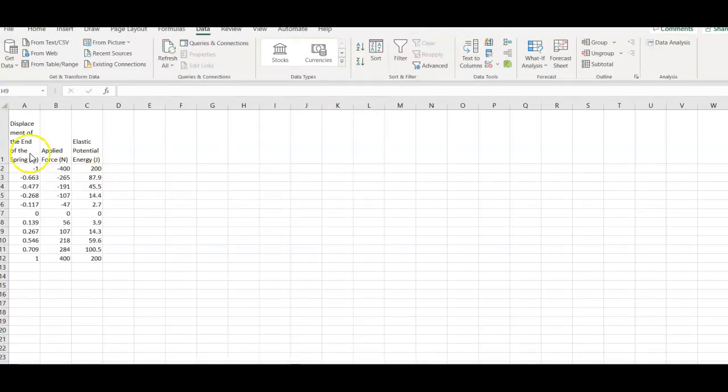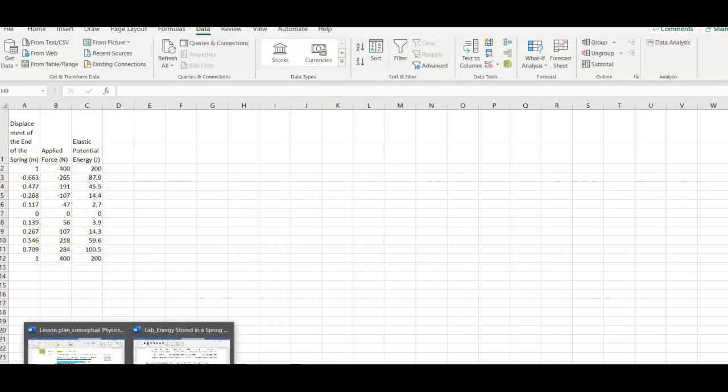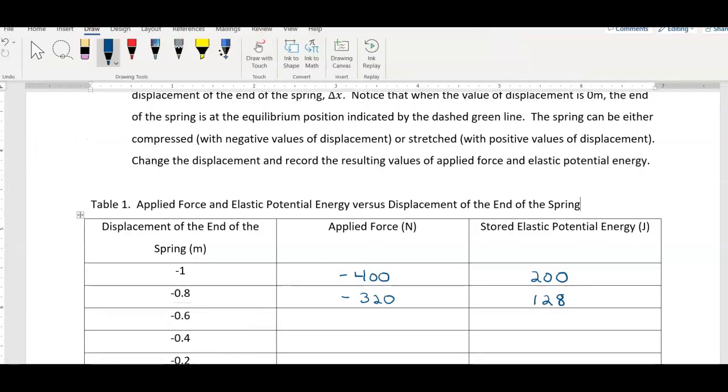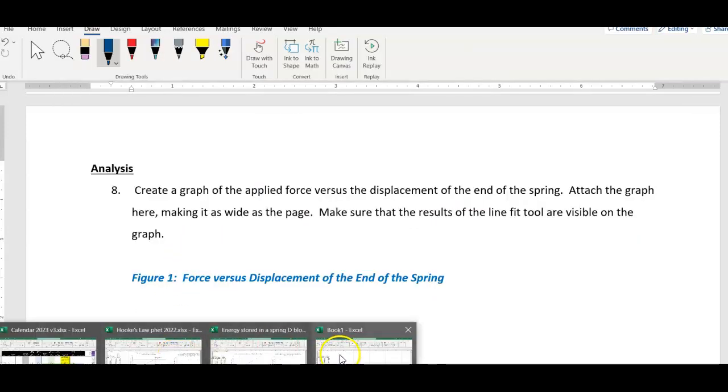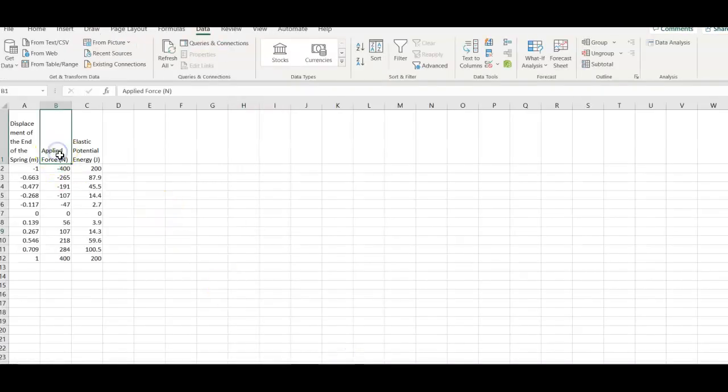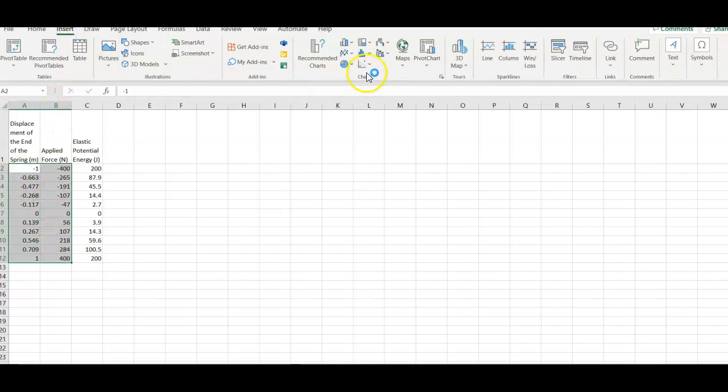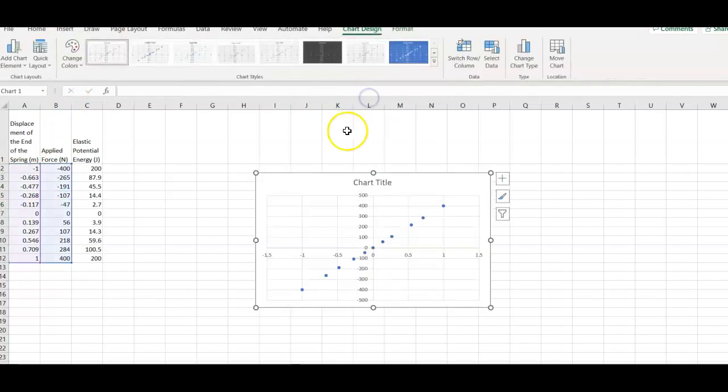Okay, so I have all of my data now typed into Excel, and so then I'm going to make the graph that it's asking me in step 8. It's applied force versus displacement. And so to do that, here is the applied force, here is the displacement. And so I want to highlight the numbers for the first 2 columns, and I'm going to insert a scatter plot, just like we've always done.